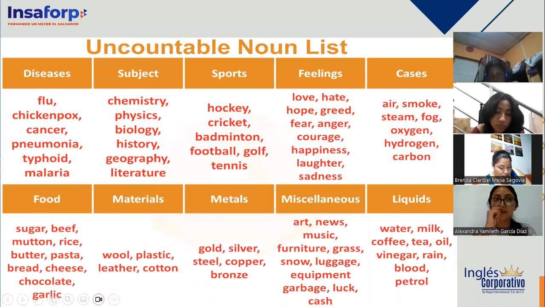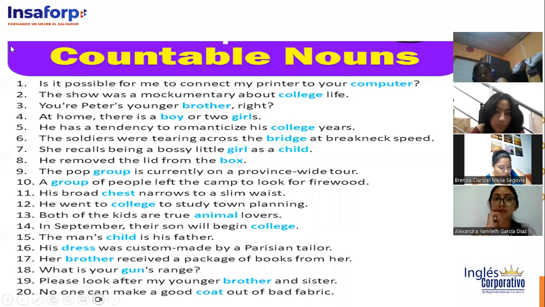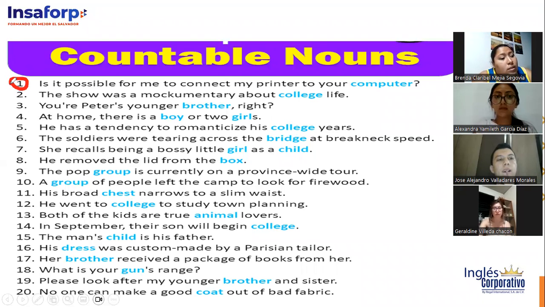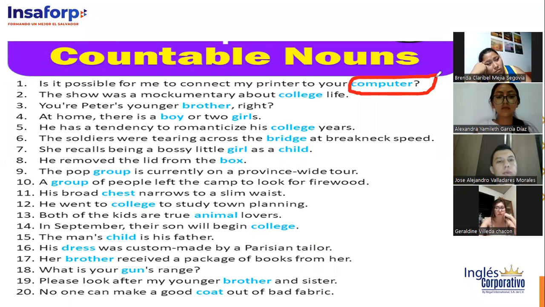So you cannot count. And there you have some examples for countable nouns. Remember, right now, what you are just identifying is countable and uncountable nouns. Is that clear? Yes, teacher. Okay, awesome. Norma Patricia. Read the first sentence, please. It is possible for me to connect my printer to your computer. So, computer is countable. So you can say one computer, two computers, three computers.